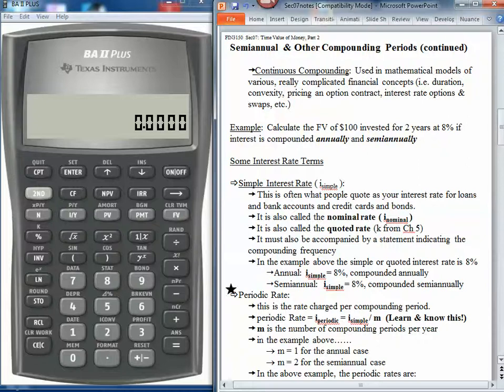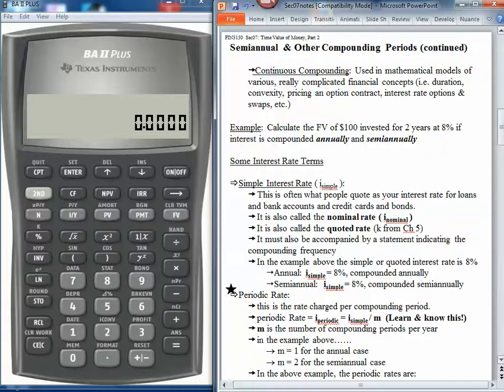So, some interest rate terms that we'll be using. Simple interest rate: this is often what people quote as your interest rate for a loan, in bank accounts, and credit cards and bonds. It is also called the nominal rate or the quoted rate. Commonly heard, and we'll call it in this class, the APR, or annual percentage rate, although that term can be misused by some banks.